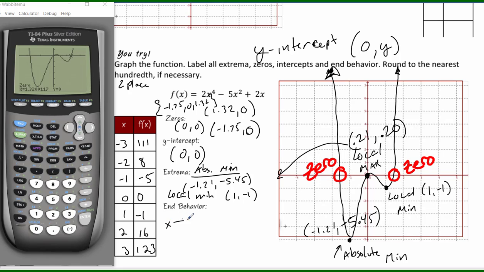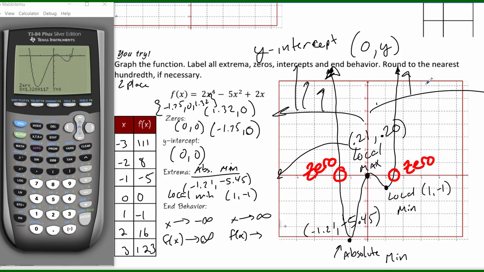End behavior. As x approaches negative infinity, what does f of x do? And as x approaches positive infinity, what does f of x do? Well, if I look at my graph, x is getting smaller going to the left. What happens to my graph? My graph keeps getting bigger, right? So that means f of x approaches positive infinity. And then as x approaches positive infinity, it gets bigger going this way. What happens to my graph? That gets bigger as well. So that also approaches positive infinity.